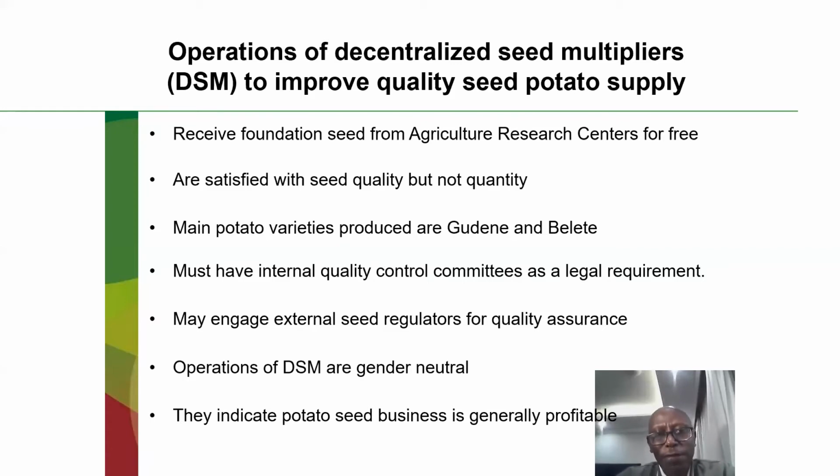In the operations, they must have an internal quality control committee as a legal requirement, and they may engage an external seed regulator for quality assurance under the QDS arrangement. However, in Ethiopia, the external regulator can inspect not more than 10% of the fields. The rest is handled by the internal quality control committee. The operations of the decentralized seed multipliers are gender neutral, although in the farmer seed group cooperatives, the representation of women is very low, particularly in administrative roles. But on the whole, the farmers indicated that the seed potato business is generally profitable.